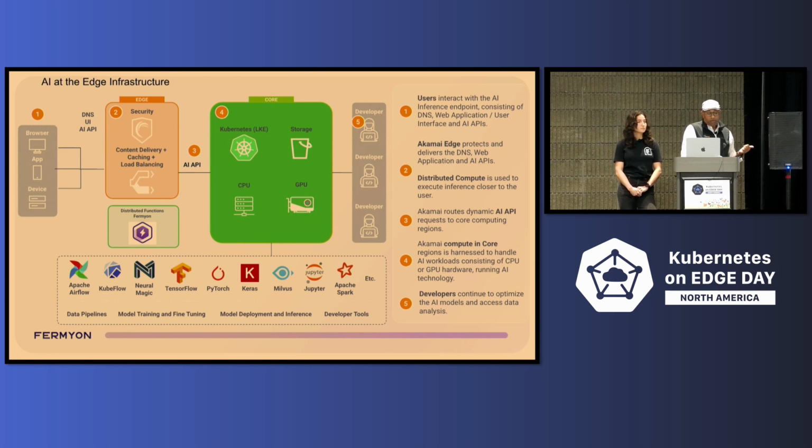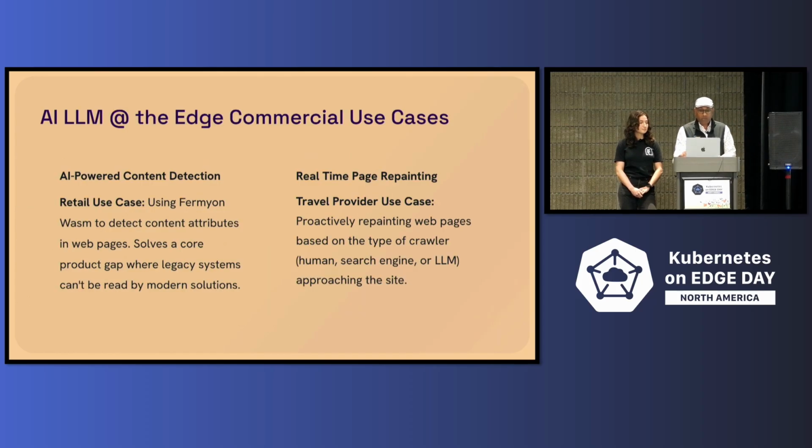Edge and core don't compete here, they collaborate, and that's sort of the big change that we're talking about. Now, one of the things I get to do in my role is work with customers to deploy Fermyon Wasm functions. So I want to give you a couple of real-life examples that we've already deployed.